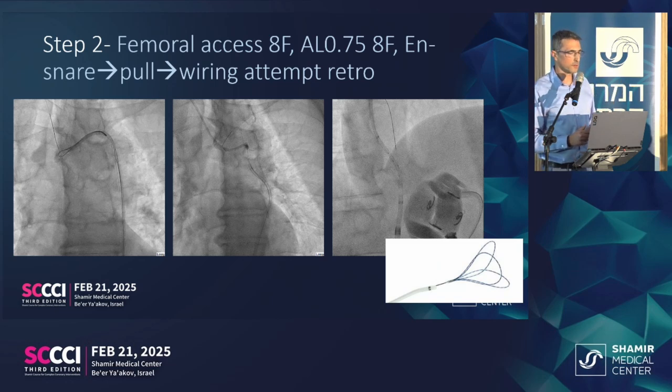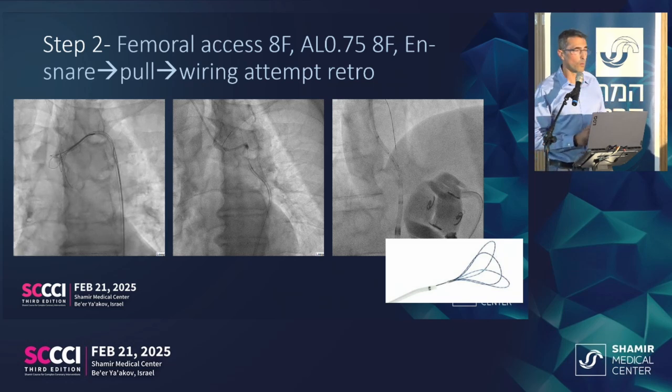We took an AL 0.75. We took an EN snare. And again, I don't know which equipment you have in the lab, but I'm sure it's good advice to have everything: micro snare, gooseneck snare, and EN snare. The good advantage of the EN snare is the ability to work in a 3-dimensional arena.